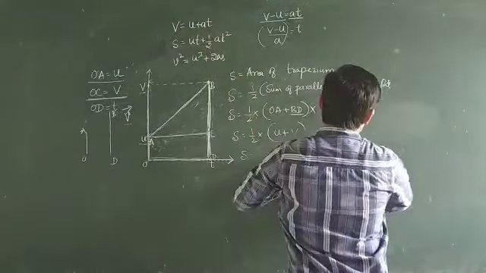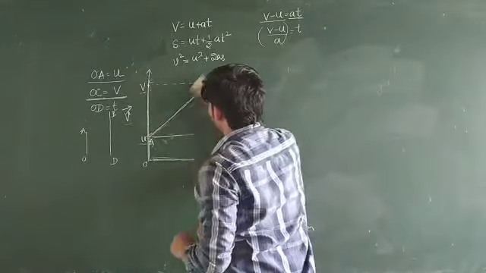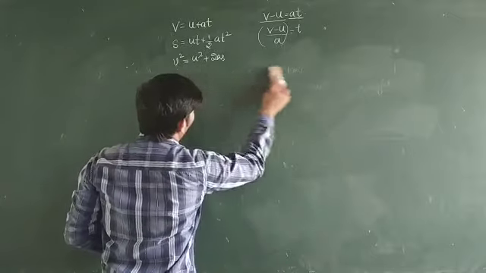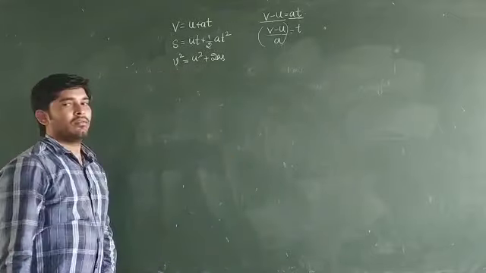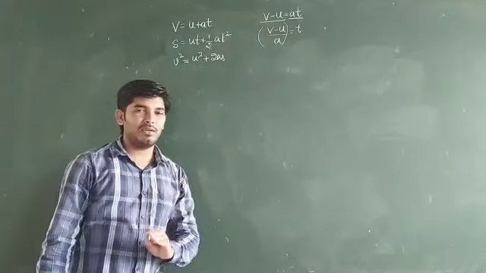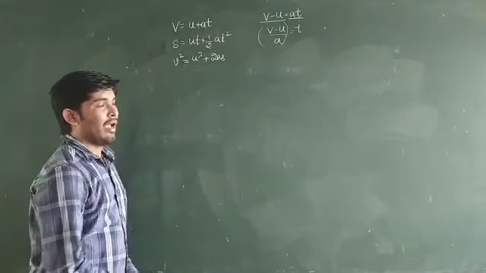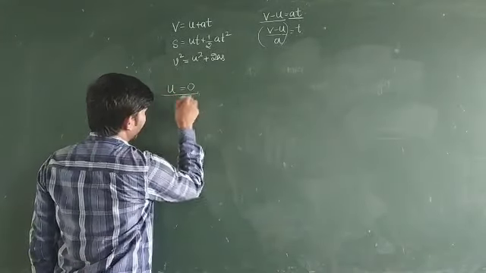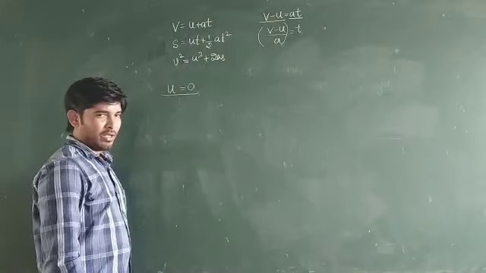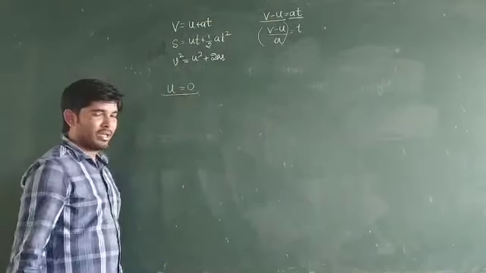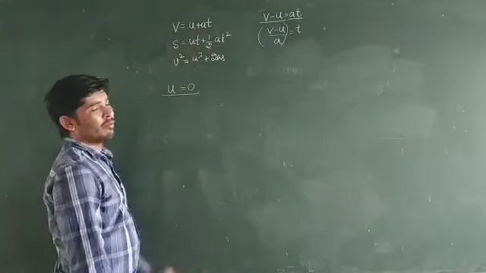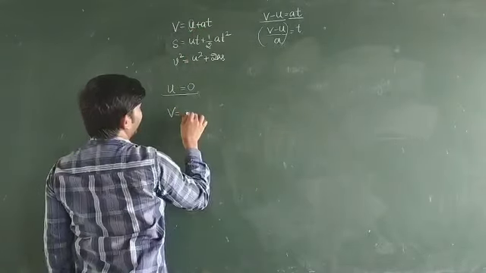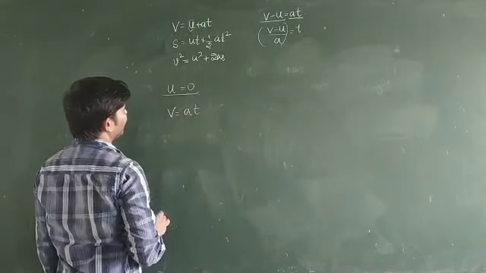See, look at these equations of motion properly. When a body is initially at rest, so now the body starts to move, but initially it is at rest, meaning its initial velocity is 0. So when the initial velocity of the moving body is 0, then the three equations of motion become: when U is equal to 0, you get V is equal to AT.